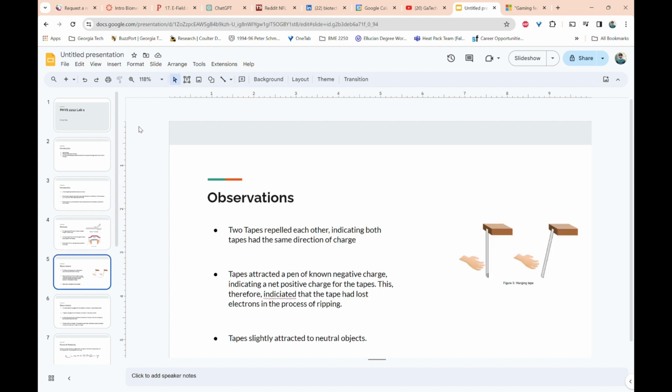Some key observations about my tapes are as follows. Two tapes repelled each other, which indicated that they both had the same direction of charge. Likewise, the tapes were attracted to a pen that was known to be negatively charged, which indicated that the tapes were positively charged. This meant that during the process of ripping, the tapes had lost electrons. Finally, it was discovered that tapes were slightly attracted to neutral objects, likely due to a polarization effect on those neutral objects.